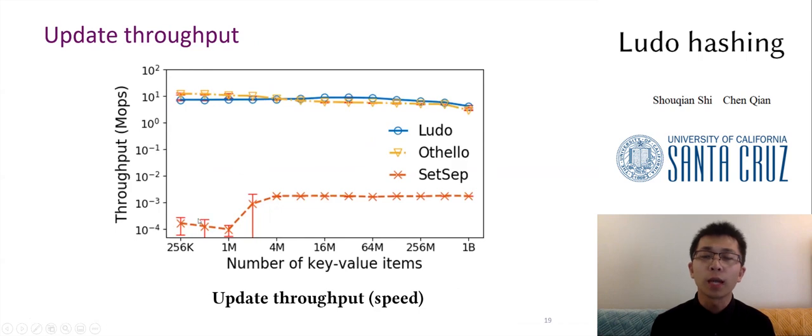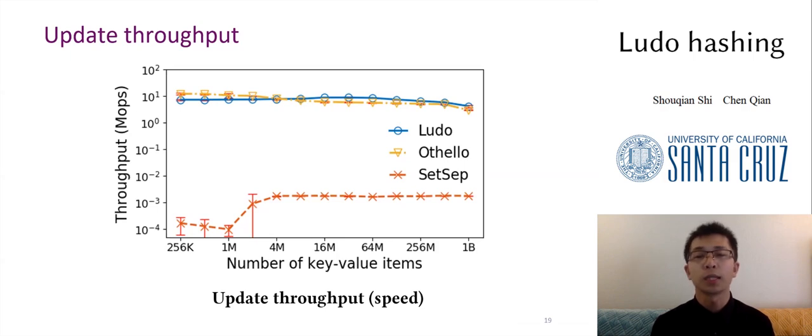We evaluate the update throughput of Ludo hashing, Othello hashing, and SASAP, which characterizes the maximum number of updates a table can support in the unit of millions of operations per second. All experiments are performed in a single thread with an equal number of insertions, deletions, and value changes. We set the length of the keys to 32 bits and the length of the values to 20 bits, change the table size, and show the results.